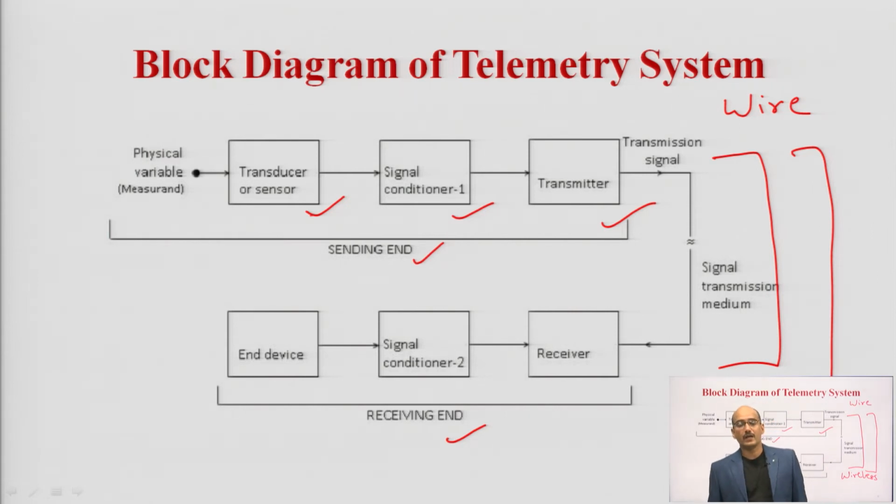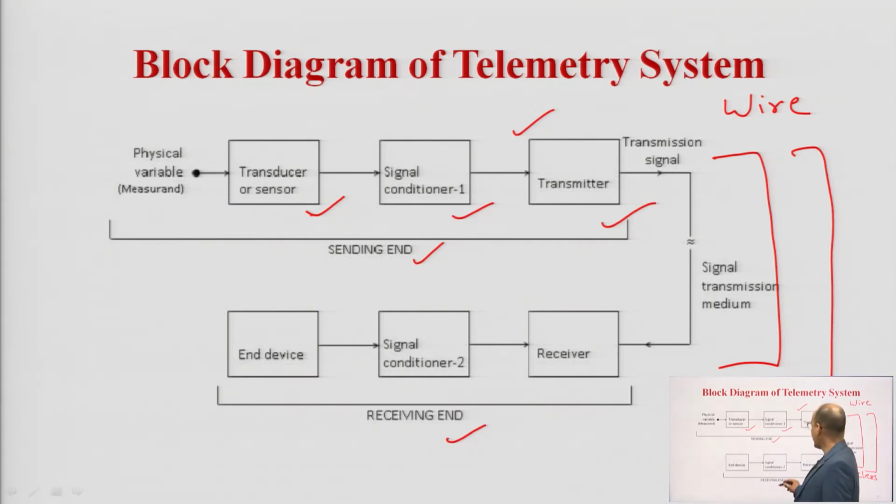But when you are using RF or EM electromagnetic waves for the transferring of data from the sending end to the receiving end, that is called a wireless telemetry system. Similarly, at the sending end you have the transmitter. In the transmitter you are going to perform some specific operations, such as amplification, modulation, or signal conversion, that are going to be discussed in the next slides.